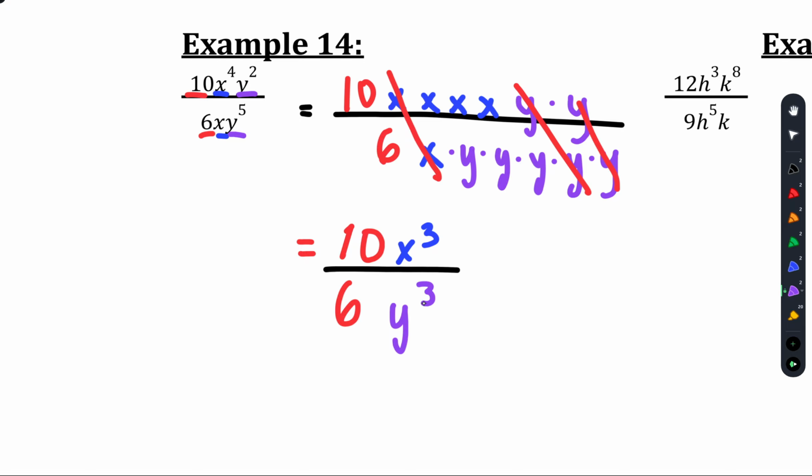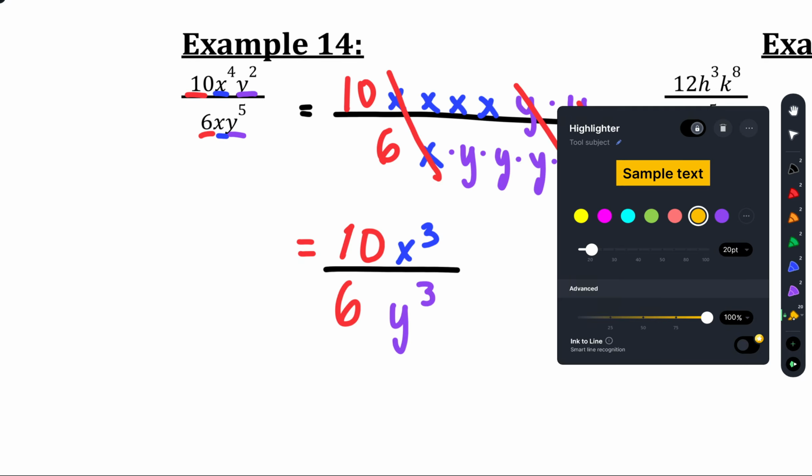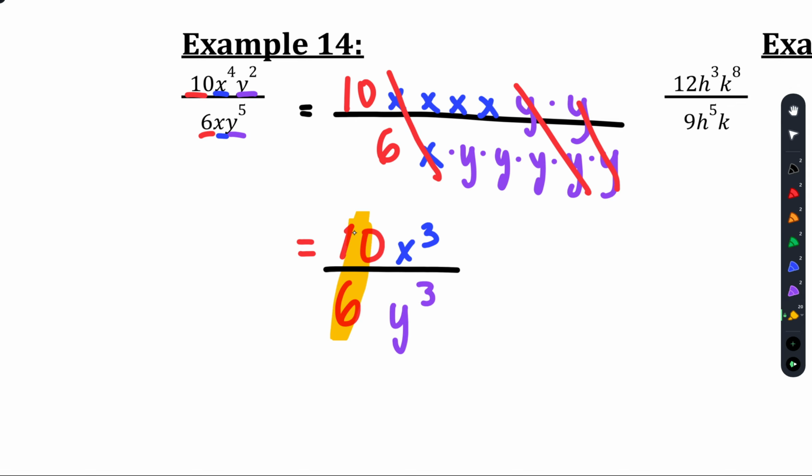10 over 6. We treat that as its own little fraction. Can 10 over 6 be reduced as a fraction? What does it get reduced to? 5/3. So we're going to rewrite this as 5/3, and then I'll have the x to the 3rd, y to the 3rd in there. So your constants, those numbers, we treat those as a regular old fraction, and we can reduce them if possible. One more, then I swear we're done.